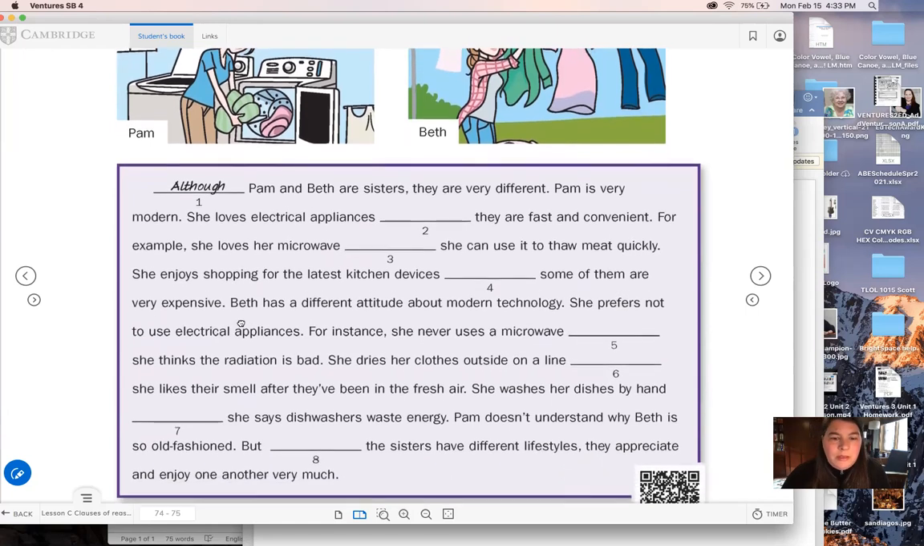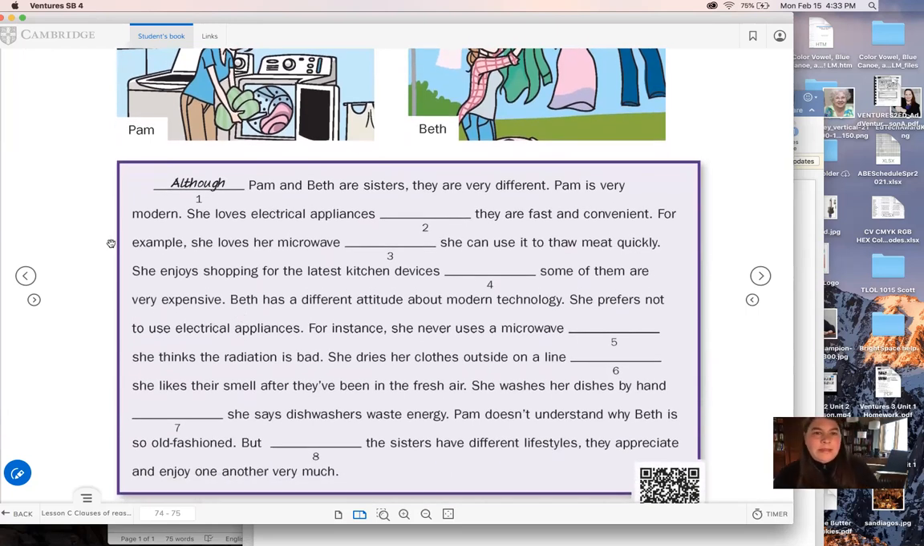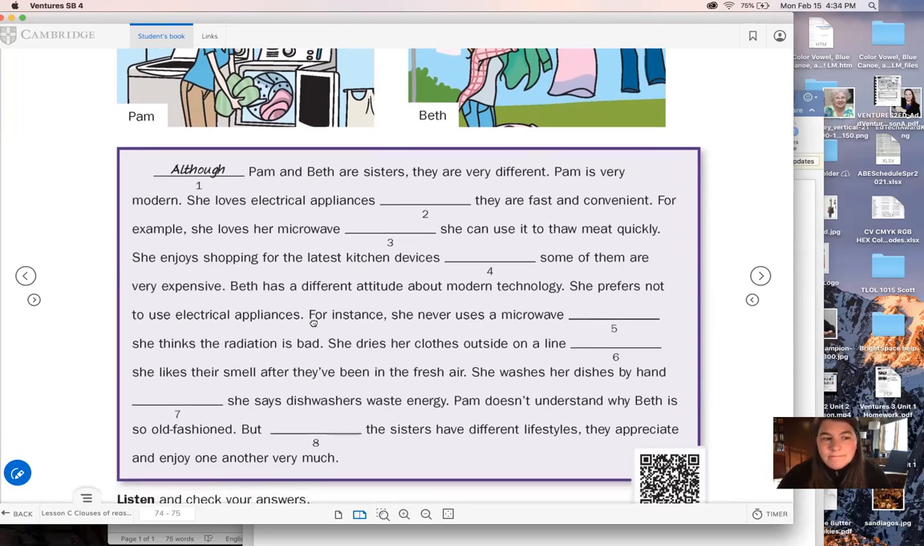I'm going to put this up here so you can see everything. Please take out your notebook or a piece of paper, and I want you to write 1 through 8. Take a moment, take a minute, read the whole thing through first. It's all about how Pam likes technology and Beth does not. So think about if you're answering why, then use because. But if there's a change, please use although. All right, stop the video now. After you finish 1 through 8, press continue or play, and I will show you the answers in 5 seconds.